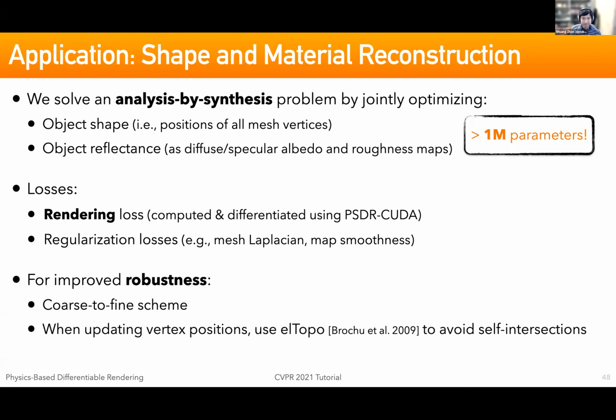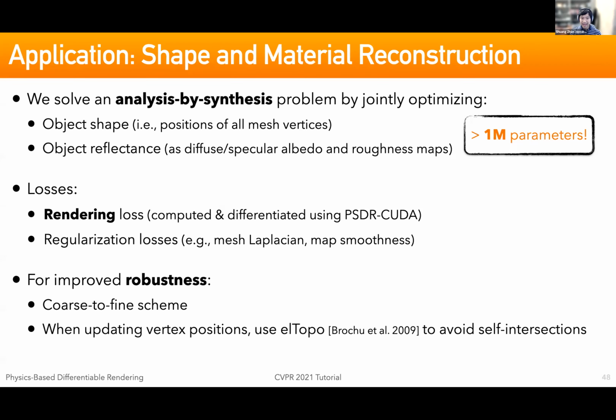And additionally, for improved robustness, we also applied a coarse to fine scheme. So we start with a coarse mesh and low resolution maps. After the optimization approximately converged, we refine the mesh. We do a subdivision surface to refine the mesh. We also upsample the maps, and then we continue the gradient-based optimization.